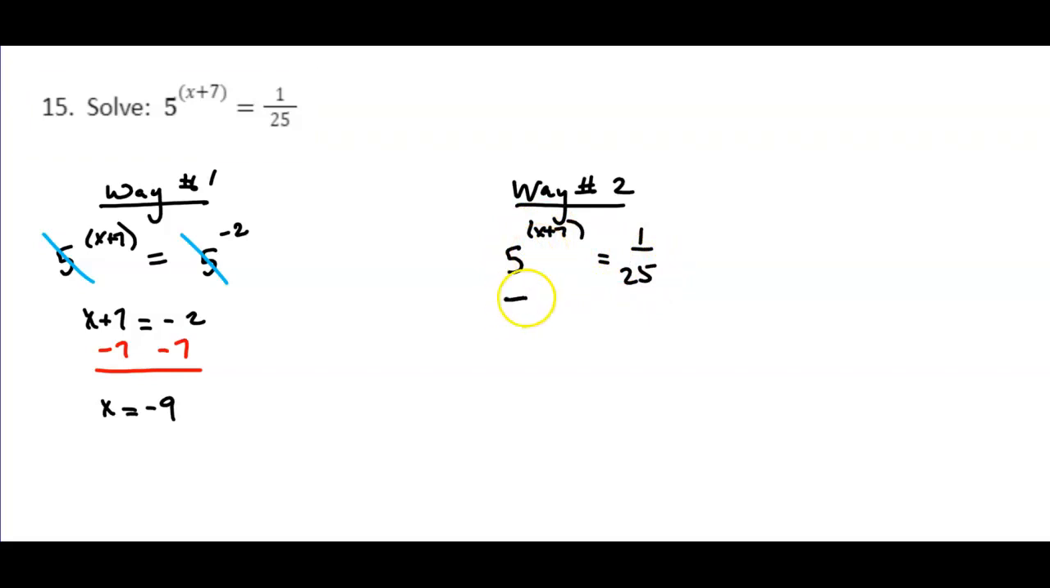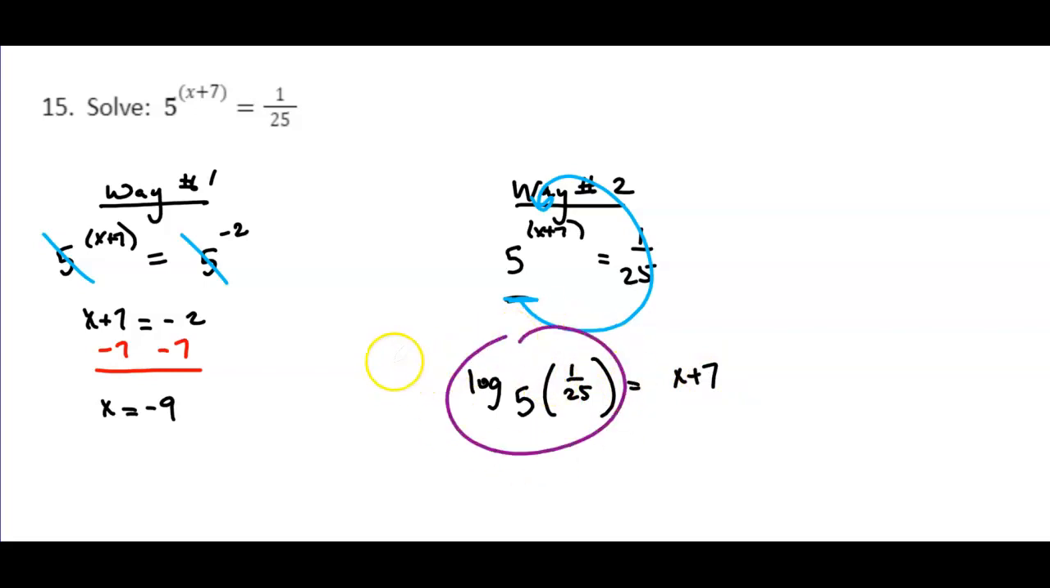I'm going to start at the base of 5 and go towards my equal sign. So it's going to be 5 raised to the 1 over 25 equals x plus 7. Again, that's, sorry, not 5 raised to, log base 5 of 1 over 25 equals x plus 7. Now this right here, you've got to use change of base for.